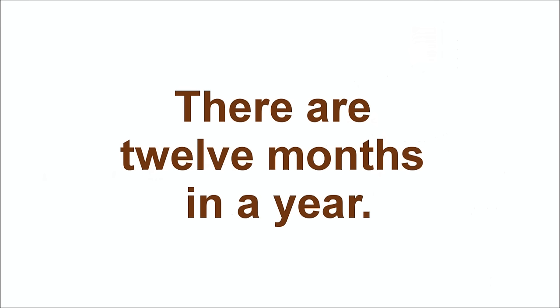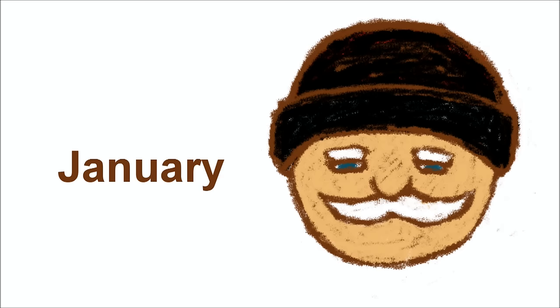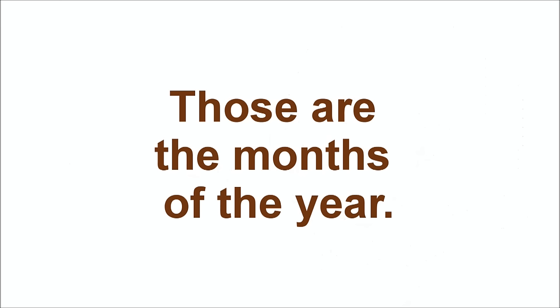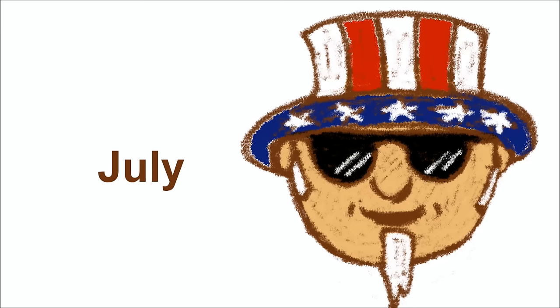December, there are 12 months in a year. The months of the year. Let's go! January, February, March, April, May, June, July, August, September, October, November, December. Those are the months of the year.